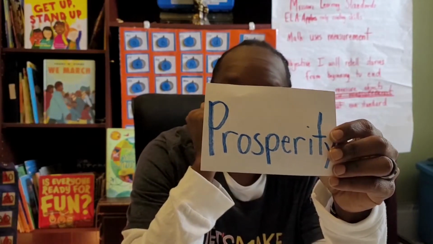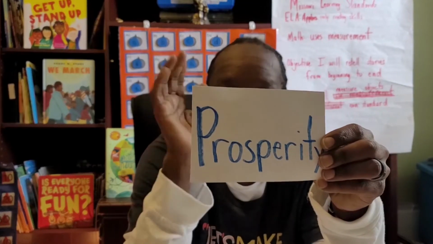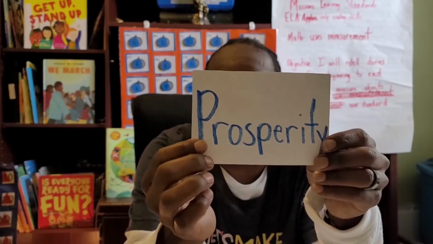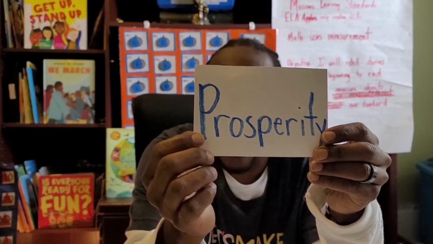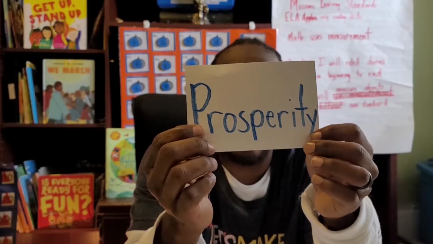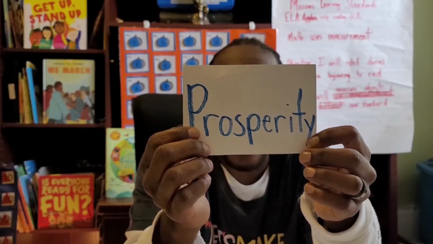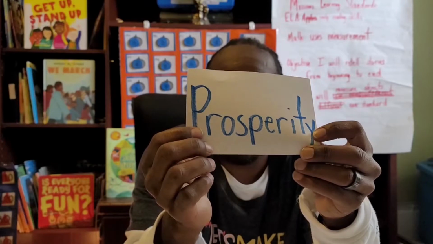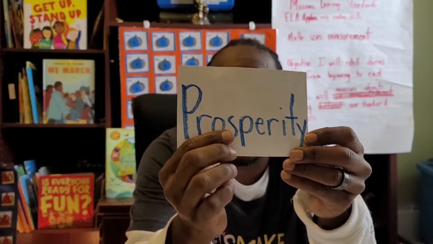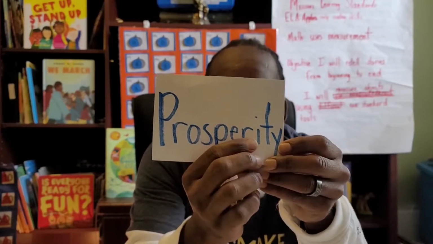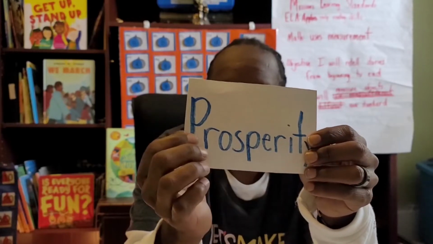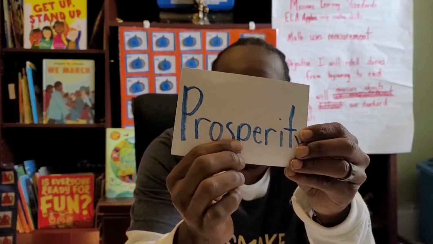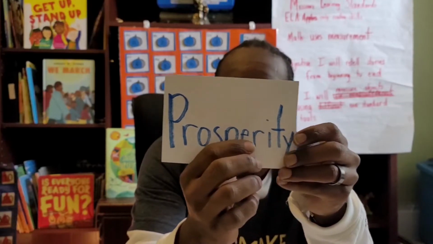And whose name is this? Prosperity. Hi, Prosperity. How are you doing? What letter does her name start with? A capital P. What's at the end of her name? A Y. Let's spell Prosperity. P-R-O-S-P-E-R-I-T-Y. Hi, Prosperity.